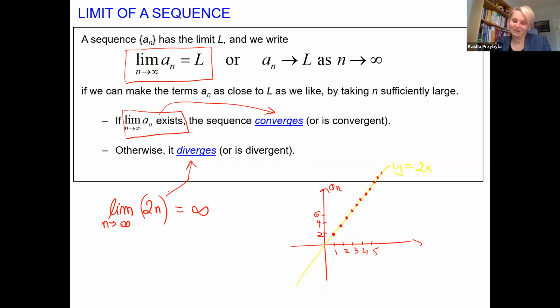Let's see what else we have. We have to know how to compute the limit. If the limit exists, the sequence is convergent. If the limit doesn't exist, it's divergent. But computing the limits is simply the same exercise as computing the limits of a function. Just to give you a hint.